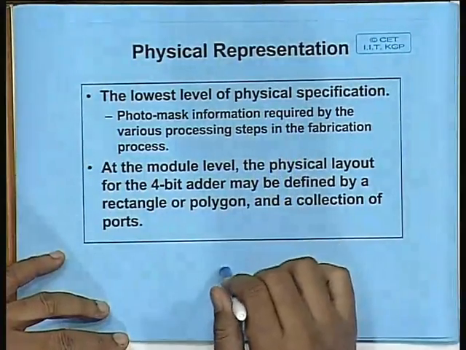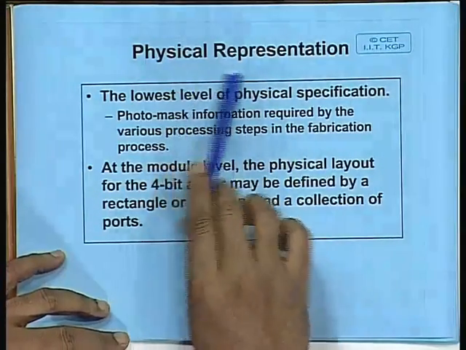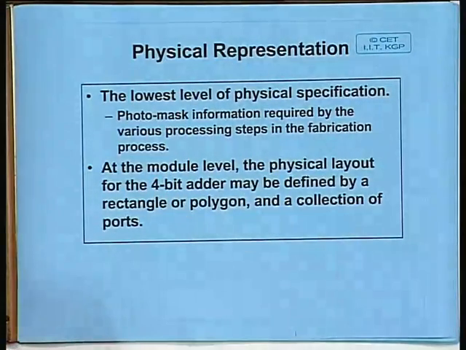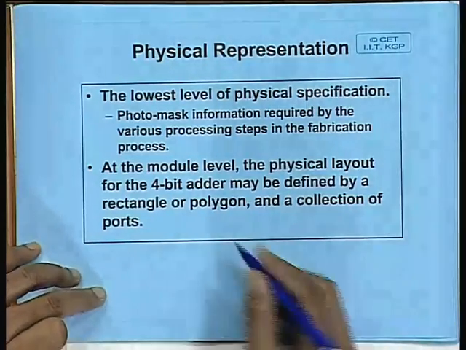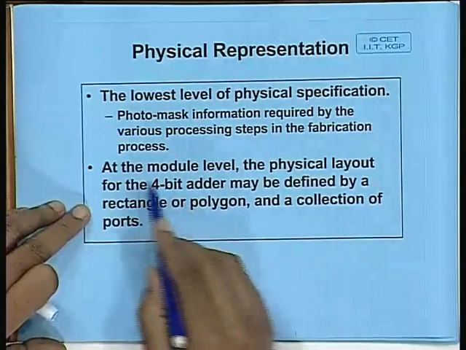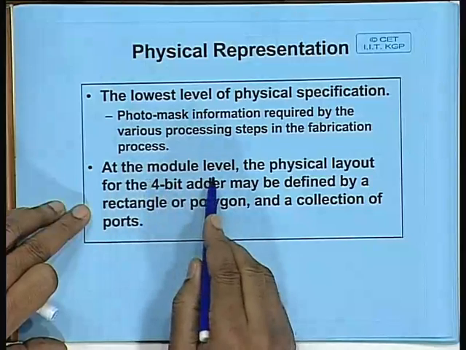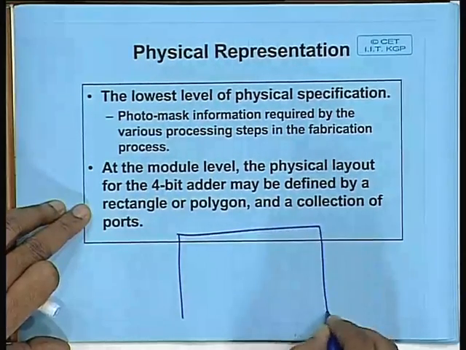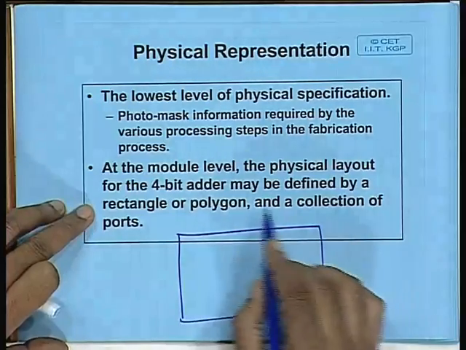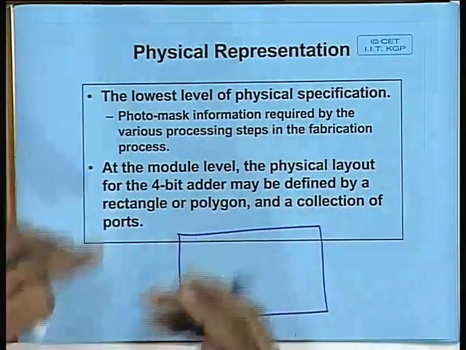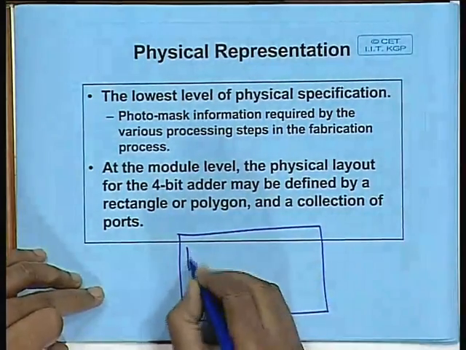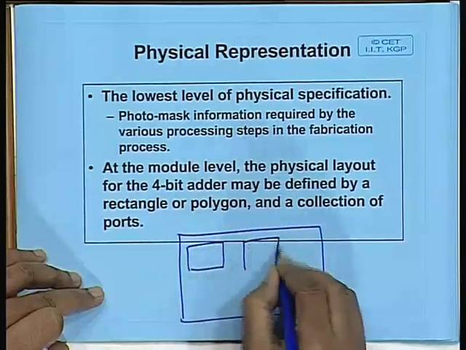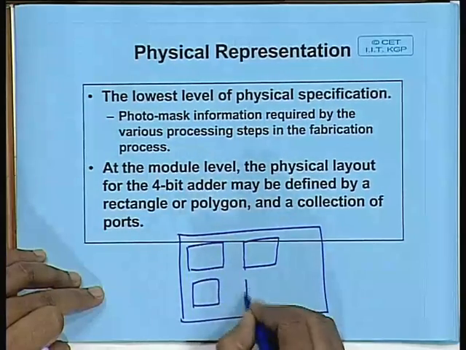So in the physical domain we talk about physical representation, and there I had mentioned with the help of an example earlier that when you are at the module level, when you are at the RTL level, then at the level of the silicon floor we can represent each of the 4 full adders as rectangular regions or polygons. These are the 4 full adders.